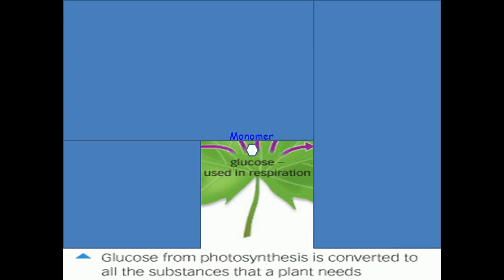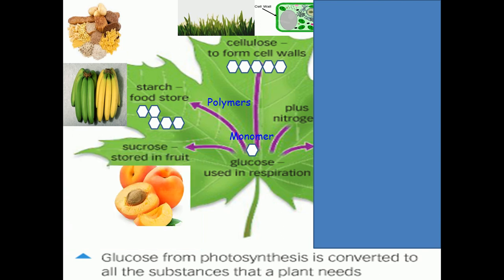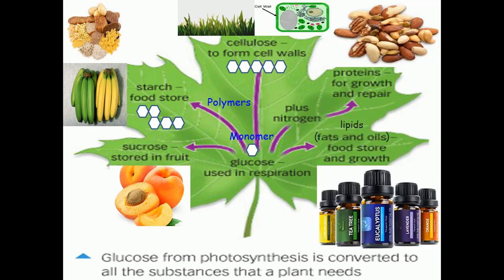Glucose is a monomer, so you could join the glucose units together to make a polymer, such as starch, which is the polymer that glucose is stored as in plants, or cellulose, which forms the cell walls. Glucose can also be converted to sucrose, which is transported around the plant. It can also be converted to other molecules such as proteins and lipids.